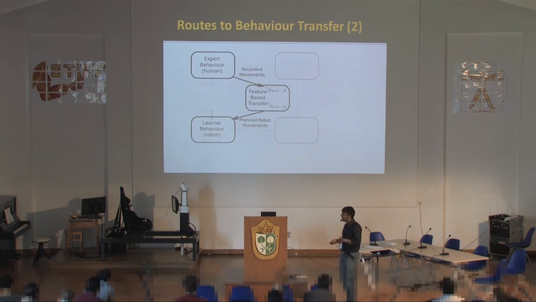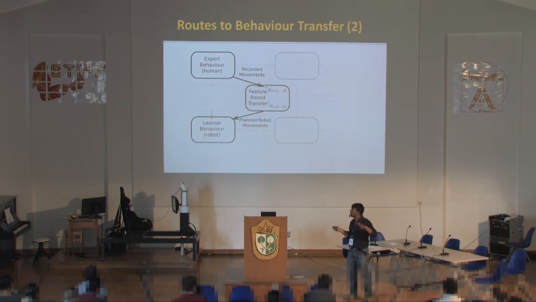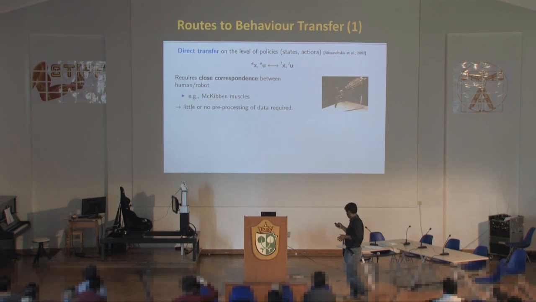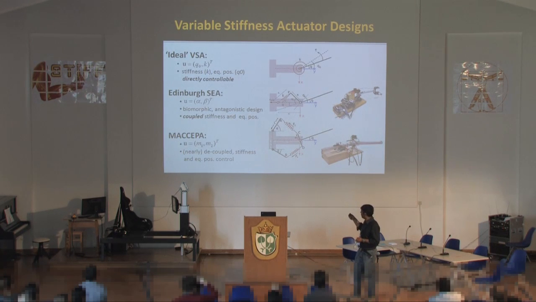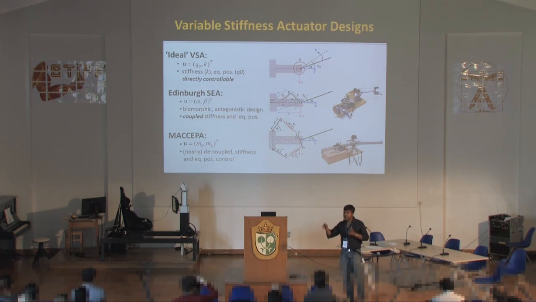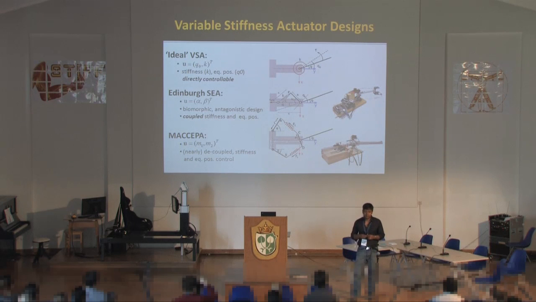Okay, so if you don't have that sort of correspondence, then the other way of dealing with it is through a feature-based system. So you capture a few essential features of this expert behavior, again, assuming you know a model of this plant, of the human, and you know a model of the robot. And then transfer it. Examples of that can be essentially computing correspondences between features and transferring at the level of features, for example, torque profiles. So what I'm going to show you next is a set of ways of doing that transfer, assuming you've got interesting feature correspondences.